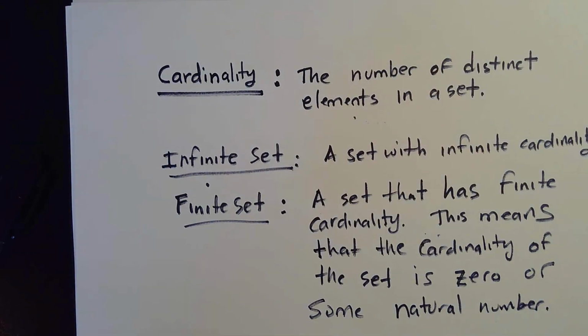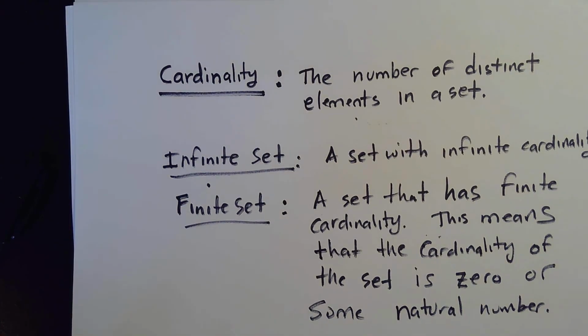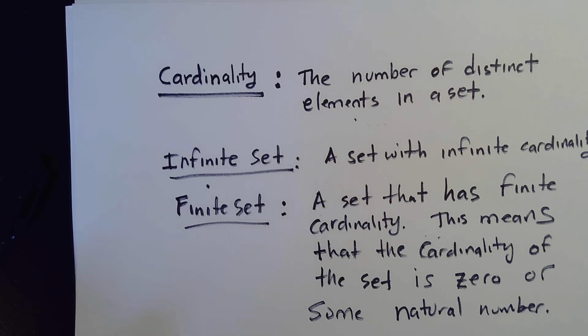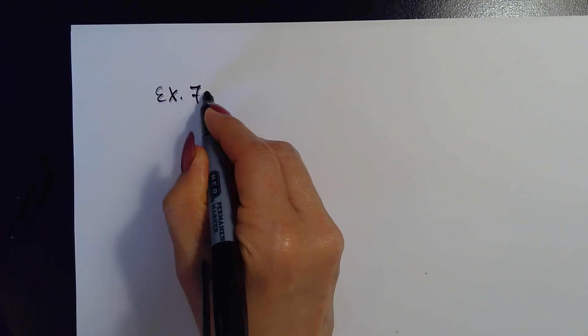All right, so we have to define those. Now we're going to play with this first. Let's practice with these concepts. So remember, cardinality is the number of distinct elements in a set. An infinite set has an infinite cardinality, and a finite set has a finite cardinality, 0 or some other natural number. So we will try some of the examples here. Let's look at 7a.